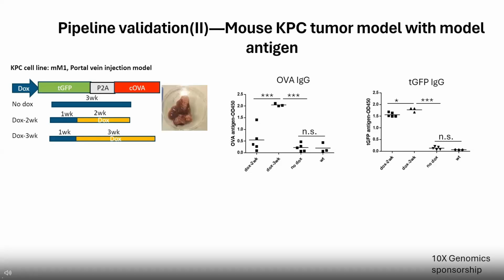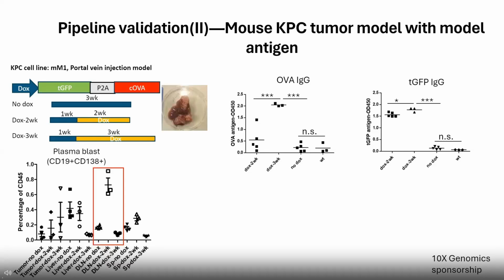You can see here, for the control, the no-Dox or wild-type mice, we really didn't see much antibody response to OVA. With Dox on for 2 weeks, you began to see some low antibody titer on IgG, but when Dox was on for 3 weeks, we see a very high titer of IgG response to OVA. Surprisingly, the turbo GFP here, another cytosolic marker we use, we unexpectedly detected also a very strong antibody response binding to the turbo GFP.